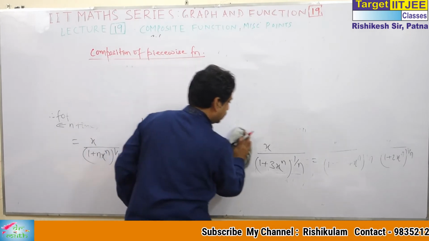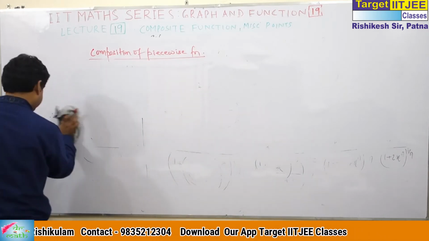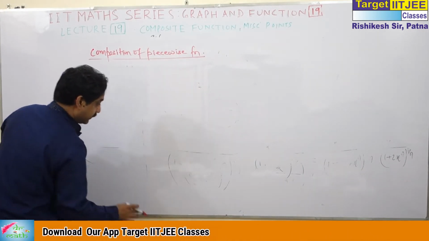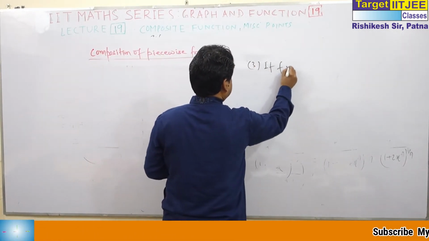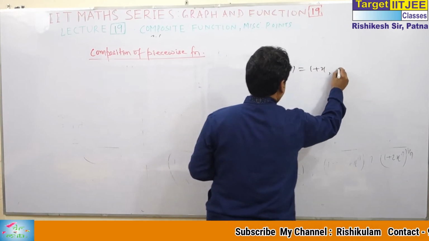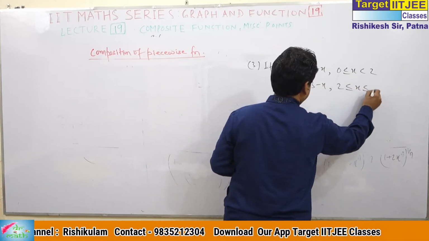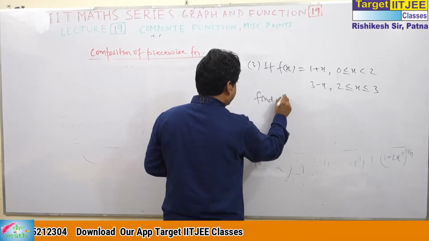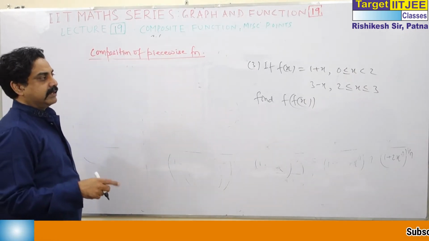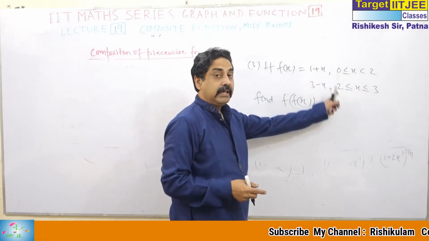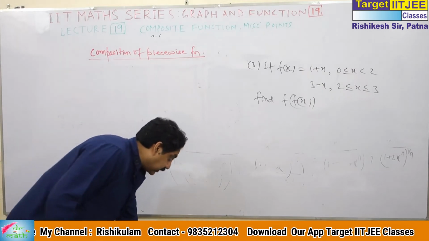The question is, let me erase this one. The question is like this. I start from this side. If f(x) is equal to 1 plus x, when 0 less than x less than 2, and 3 minus x, 2 less than x less than equal to 3, find f of f(x). In this question might be given some f(x) and some g(x), and we have to find f of g(x). This is actually a piecewise function, and now we have to go for composition of this one.